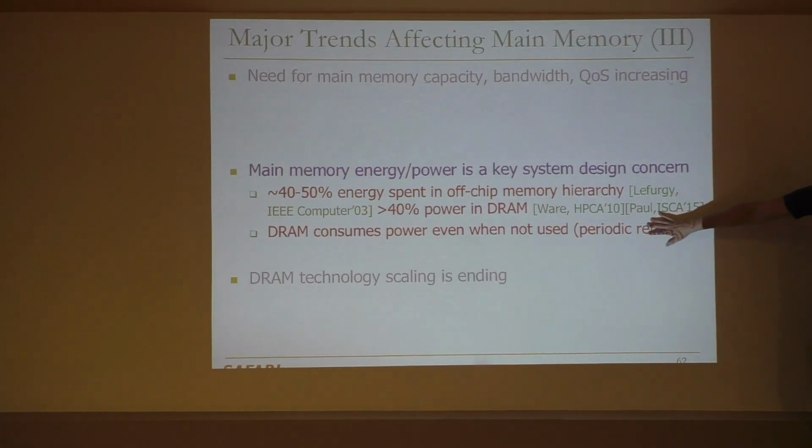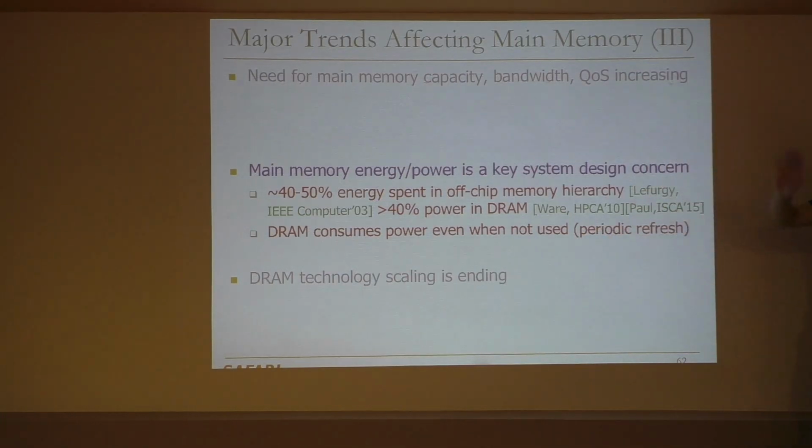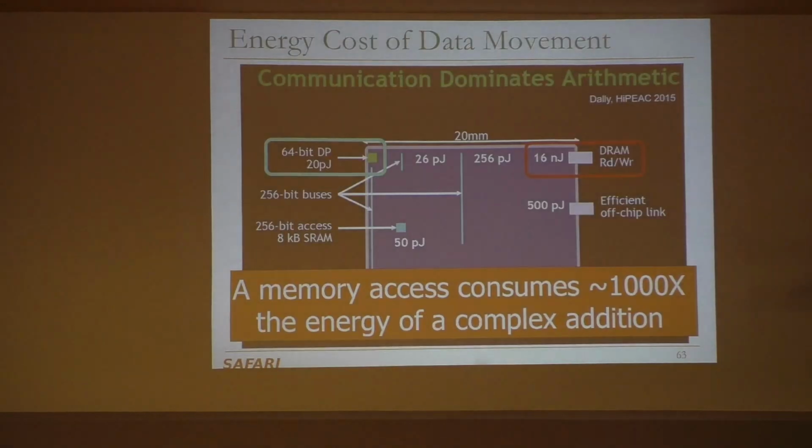This is actually a very fascinating research problem also. How do you get rid of these refreshes as much as possible with hardware techniques as well as software techniques, with cooperative techniques? I may get to talk about them later on. But this is really important because this refresh rate actually affects DRAM scaling as well, as we will discuss later. But let me give you one example of the consequence of main memory energy and power.